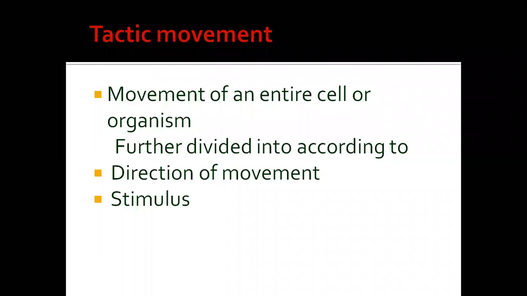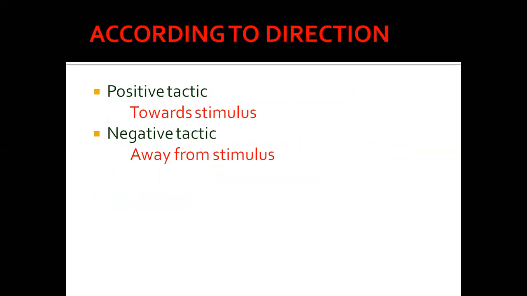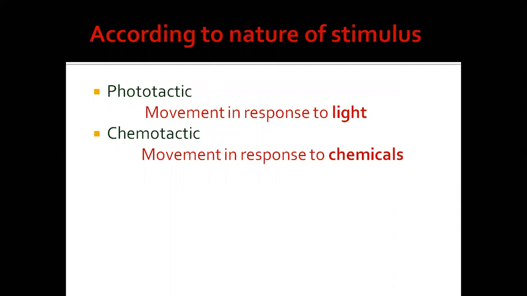Tactic movement is the movement of an entire cell or organism. It is further divided according to the direction of movement and the stimulus. According to direction, there are two types of tactic movements. If it is towards the stimulus, then it is the positive tactic movement. If it is away from the stimulus, it is the negative tactic movement.